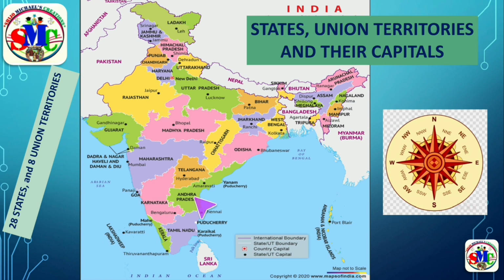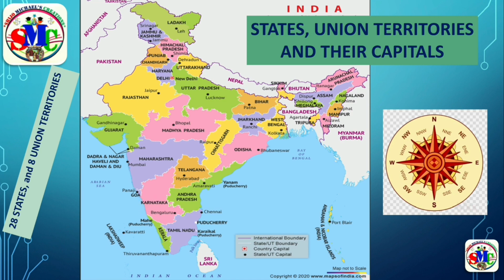The first state is Andhra Pradesh and its capital is Amaravati. The second state is Arunachal Pradesh with a capital Itanagar. And the third state is Assam and the capital is Dispur. The fourth state is Bihar and its capital is Patna. The fifth state is Chhattisgarh and its capital is Raipur. The sixth state is Goa and its capital is Panaji.